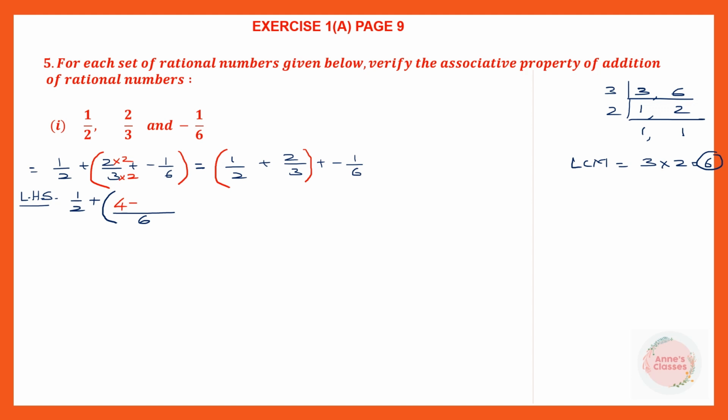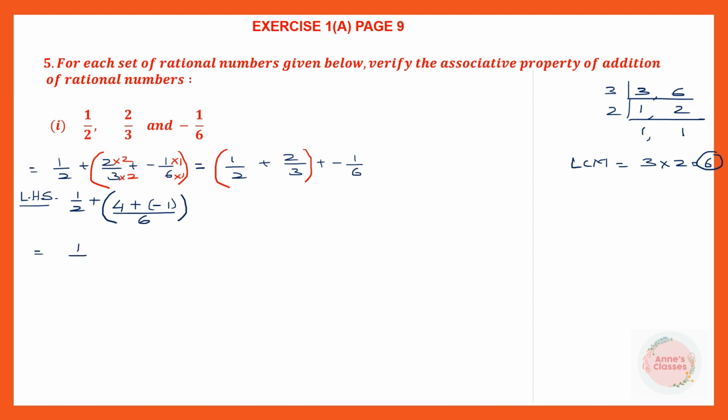Let's go to the second one. The second rational number here is minus 1 by 6. Look at the denominator 6. 6 into 1 is 6 itself. It's the same, isn't it? So if this is the same, then the numerator also will be the same. So minus 1 into 1 is minus 1. So now we have our grouping. We have done it this way.